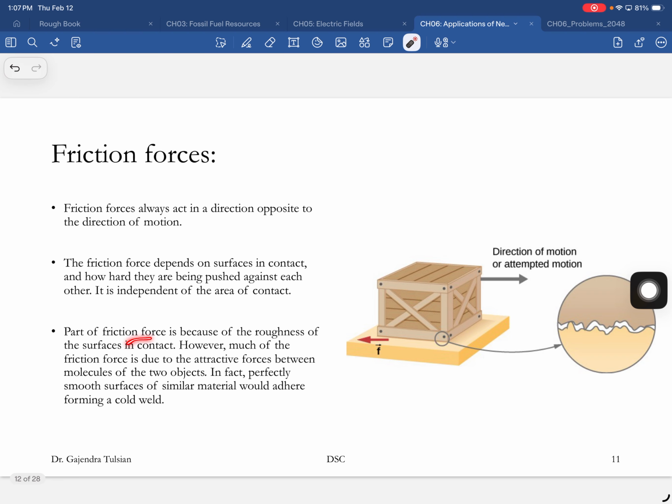Okay. Part of the friction force is because of the roughness of the surface. However, much of the friction is due to the attractive forces between molecules of the two objects. In fact, perfectly smooth surfaces of similar material would adhere and form a cold weld. Okay, so the greater the area of contact, the greater the friction force.